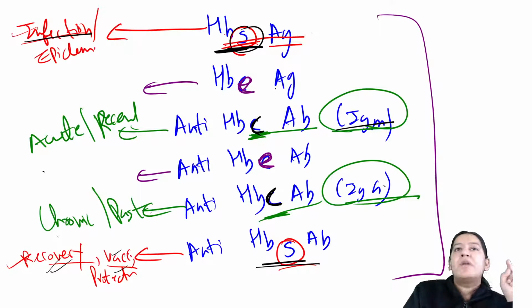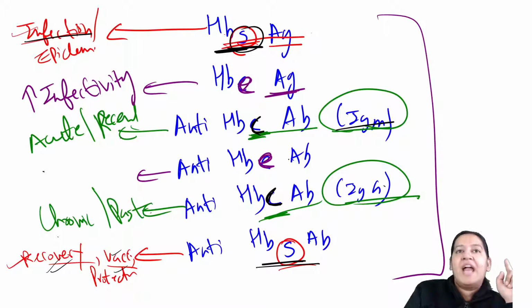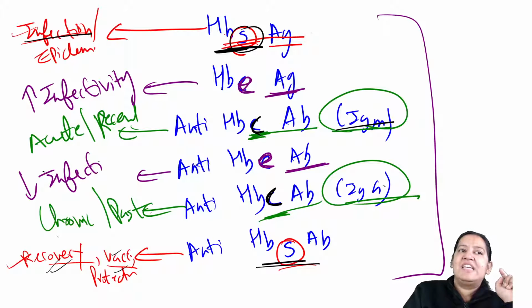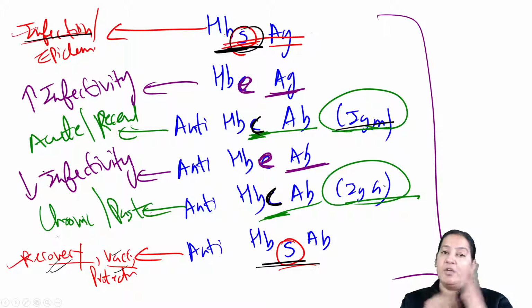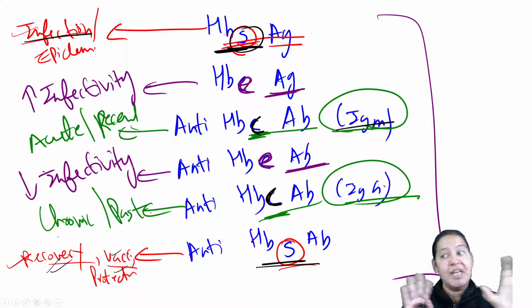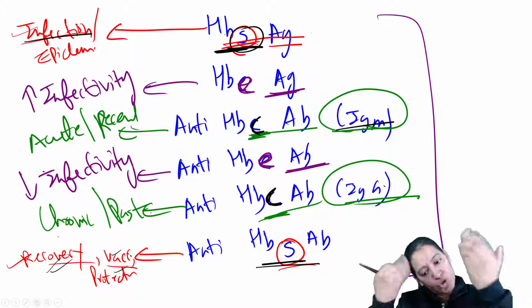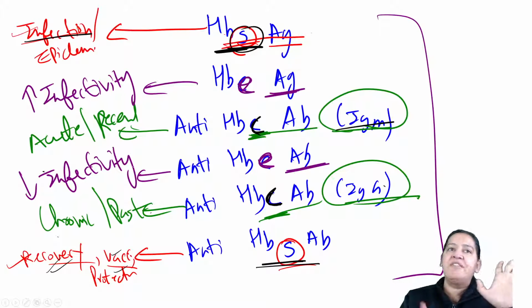Envelope E. So if antigen is present, it means infectivity is high. And if antibody is present, it means low infectivity. I'm not talking about infection, I'm talking about infectivity. You understand the difference between infection and infectivity? If the person is having infection, he will be infective to others. He himself has the infection, but he will spread it to others, that is infectivity. So high infectivity or low infectivity.